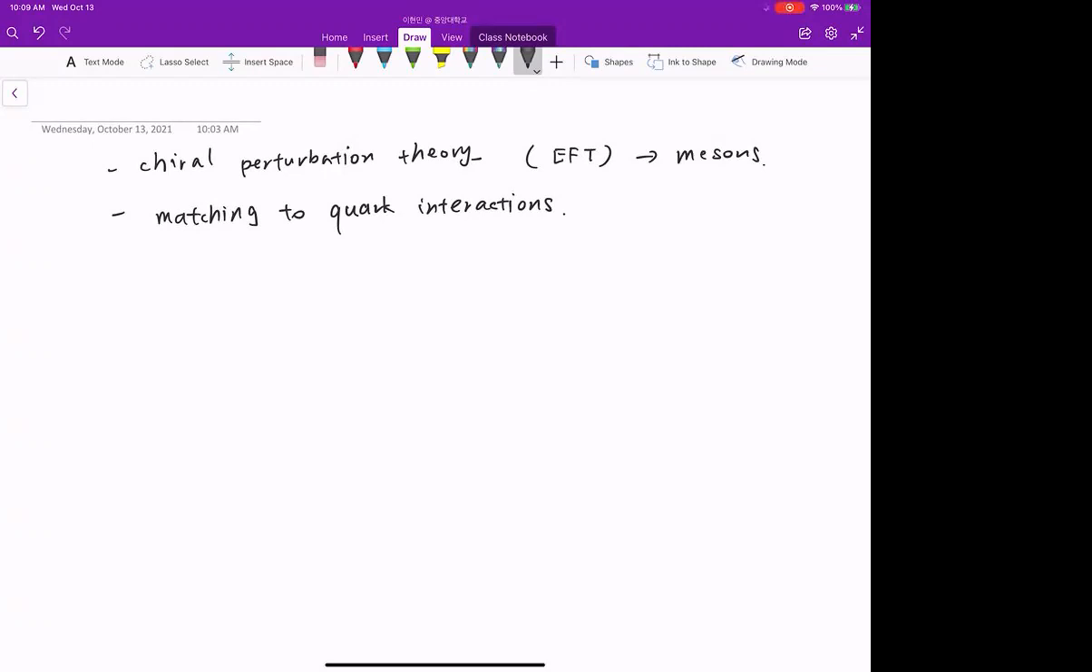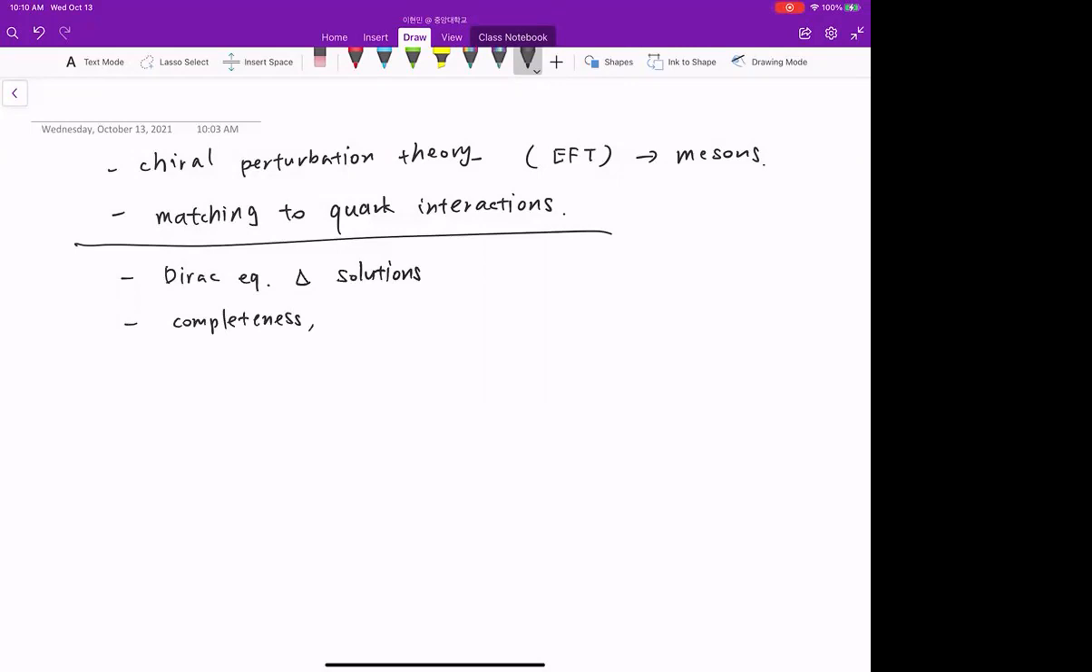Let me start by reviewing our previous discussion on chiral perturbation theory. Then the second half of the lecture will be about going back to the basics. So let me go back to the Dirac equation, which is easy. I think the things to discuss are solutions, and also some properties of the gamma matrices and completeness, etc. Because the non-trivial part in the calculation is to deal with the fermions. So I'm going to review some properties.